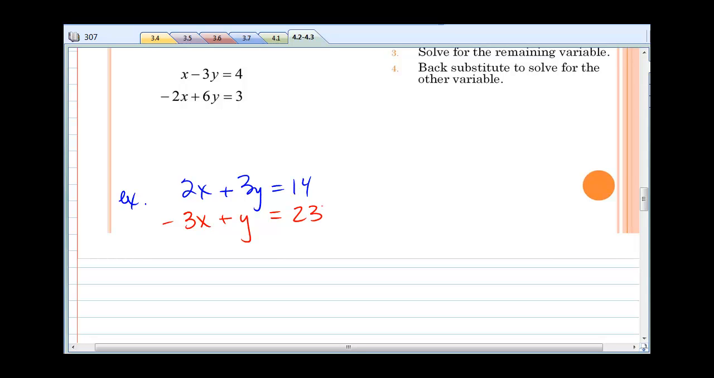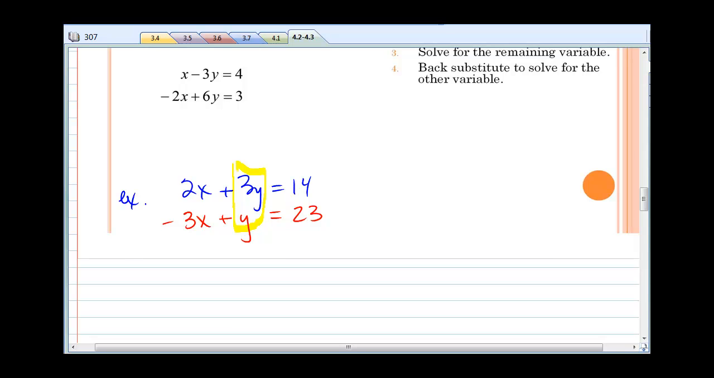The point of this is I need to choose one of my variables to eliminate, and in order to eliminate it, I'm going to add the two equations together. I'm going to choose to try and eliminate my y's. So I'm going to look at the coefficients in front of my y's. I have a 3 and a 1.